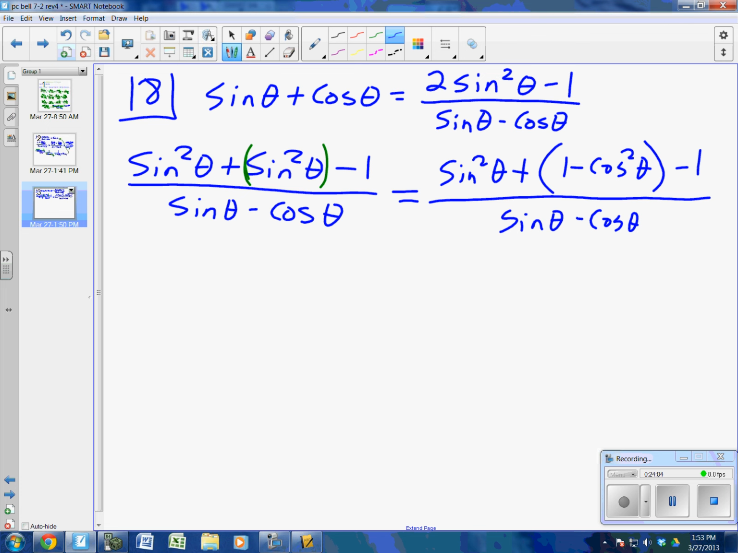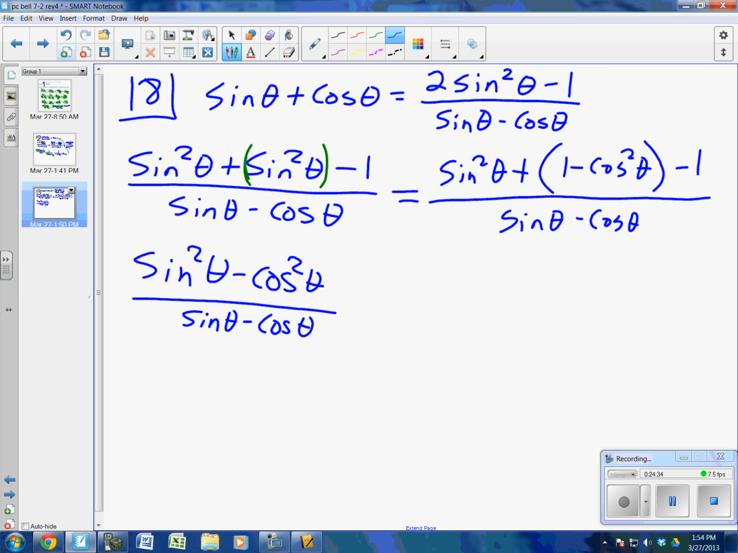Do I need parentheses right there, you guys? Technically, I don't because I'm not multiplying it by anything, right? So this just says sine squared plus 1 minus cosine squared minus 1. If I'm combining like terms, what cancels out? The 1's. And so what am I left with? Sine squared of theta minus cosine squared of theta, all over sine of theta minus cosine of theta.